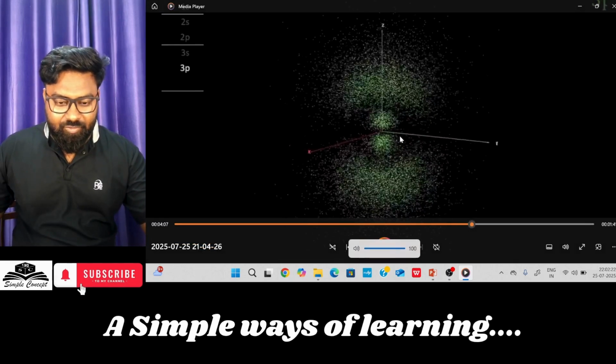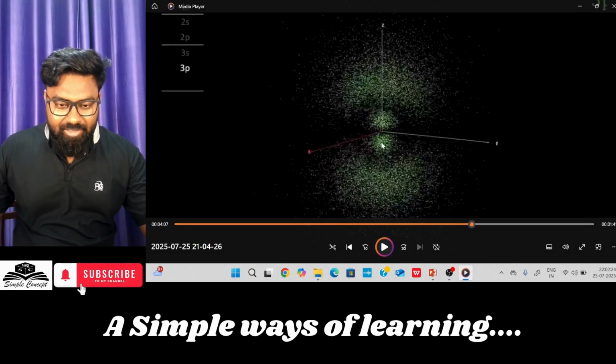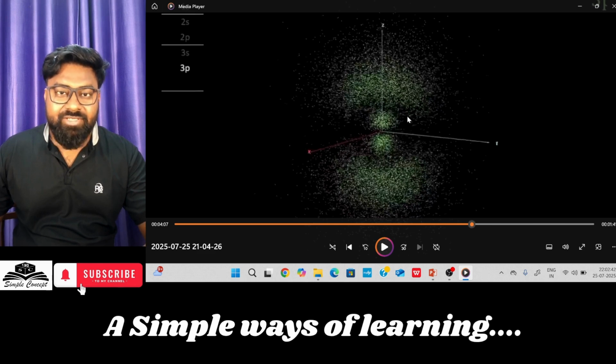Here clearly see the 3p orbital which lies on the z-axis. Here the electron density is high, here it is also high, and somewhere in between the electron density drops, that is, a nodal plane is present.